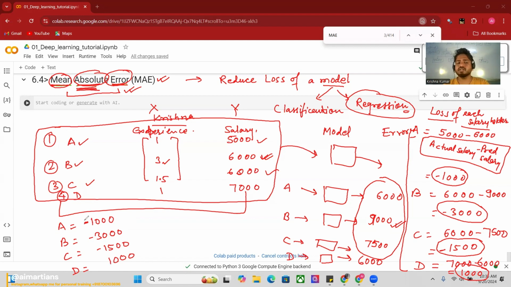Absolute value means there is no plus or minus symbol, only the positive part. To calculate absolute value, as we generally heard, you pass that value inside a mod. This mod converts the whole value into a positive value. Similarly, mod of B is 3000, mod of C is 1500, and mod of D stays as it is, 1000.